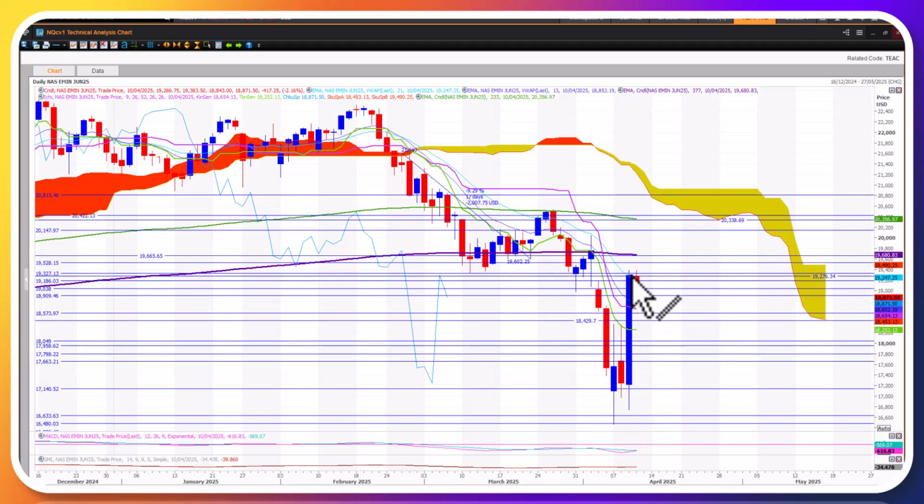After a technical retracement of this move, we should expect it to pull back to the bottom end and the front end of the cloud.